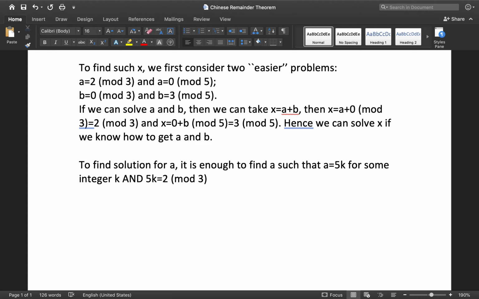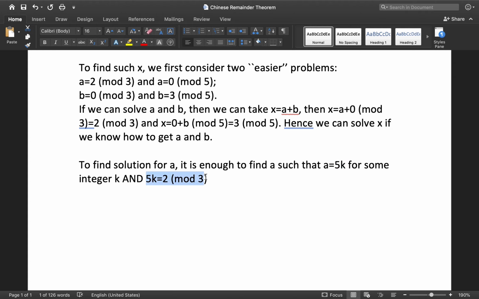Okay, so now it seems that you're not solving two equations, but just one, because the second one you already solved, in the sense that you take a as a multiple of 5. So the second equation just got eliminated. Now you can just focus on the first equation by taking a equal to 5k. Once you know the value for k, you put it back and take a equal to 5k, then you're done, right? So now this is our question.